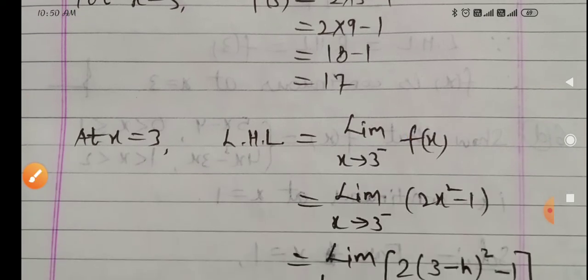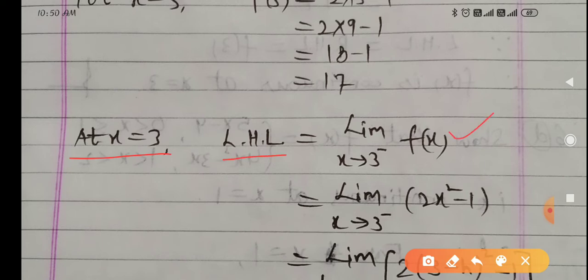So LHL I have written here: at x equals 3, LHL equals limit x tends to 3 minus f(x). LHL is found like this. You have studied in class 11. At which point you are finding LHL? That point, and above this point the minus sign will come: x tends to 3 minus f(x). So what is the function? 2x squared minus 1 is the function. So I have written limit x tends to 3 minus of 2x squared minus 1.